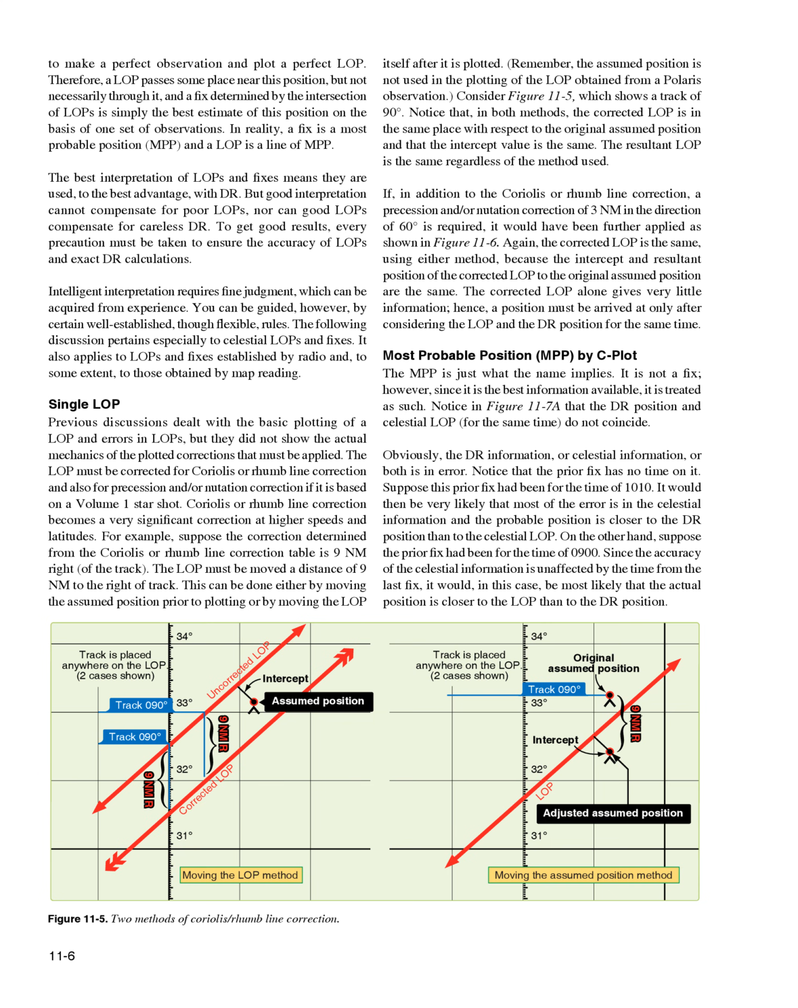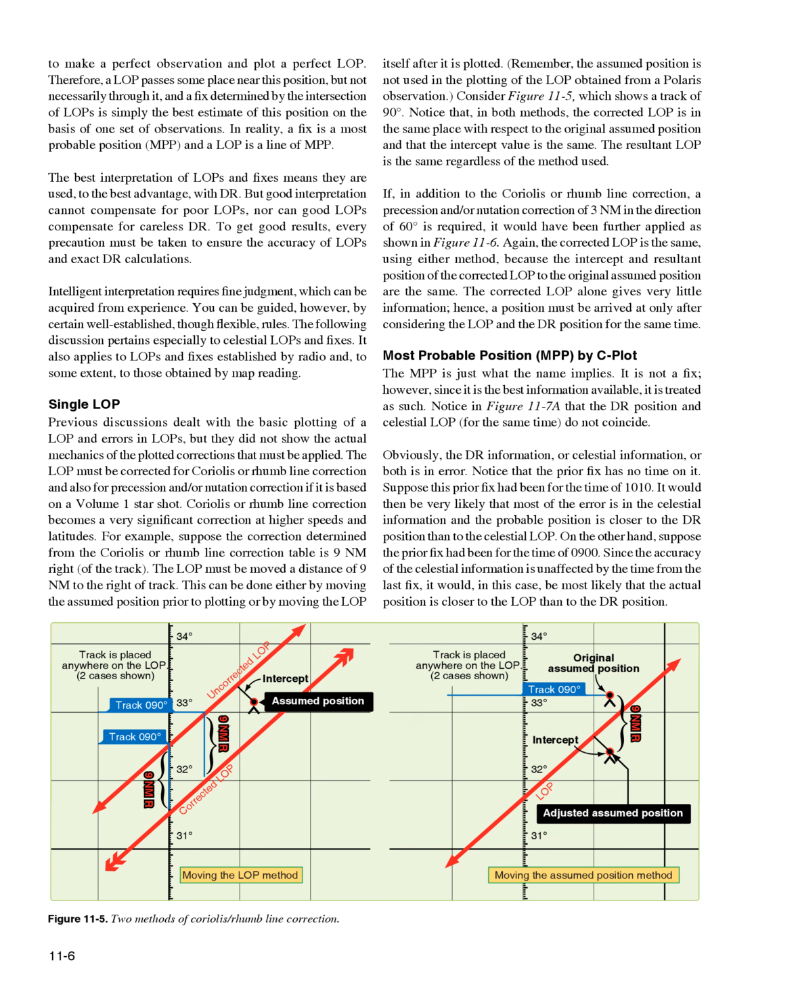If, in addition to the Coriolis or rhumb line correction, a precession and/or nutation correction of 3 nautical miles in the direction of 60 degrees is required, it would be further applied as shown in figure 11.6. Again, the corrected LOP is the same, using either method, because the intercept and resultant position of the corrected LOP to the original assumed position are the same. The corrected LOP alone gives very little information, hence, a position must be arrived at only after considering the LOP and the DR position for the same time.